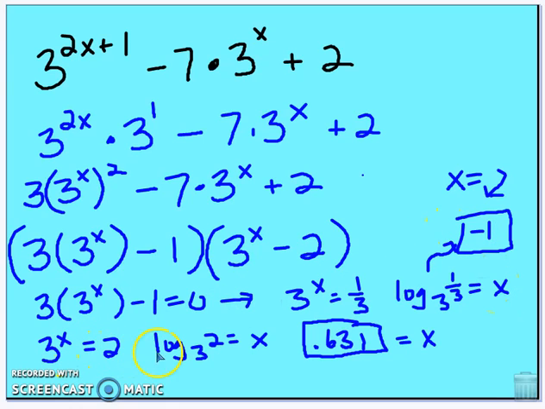And then 3 to the x is equal to 2. Change of base formula, log base 3 of 2. Log of 2 divided by log of 3, and you should get 0.631 for a value for x.